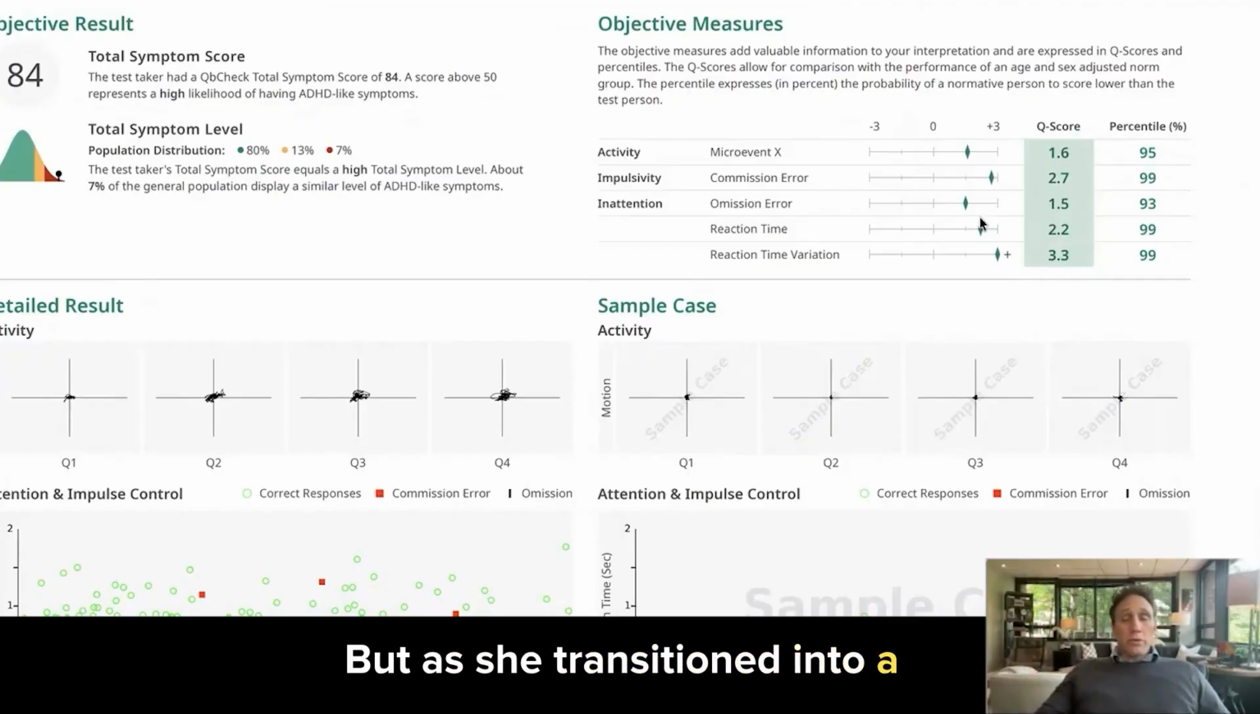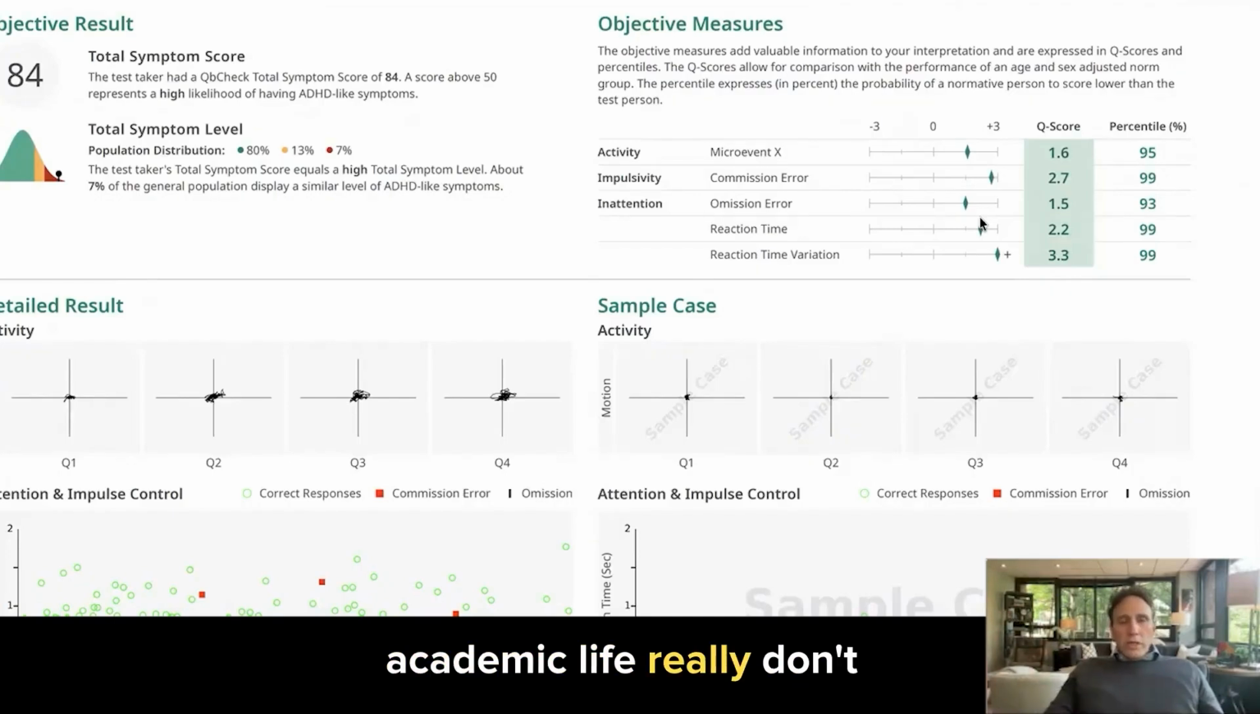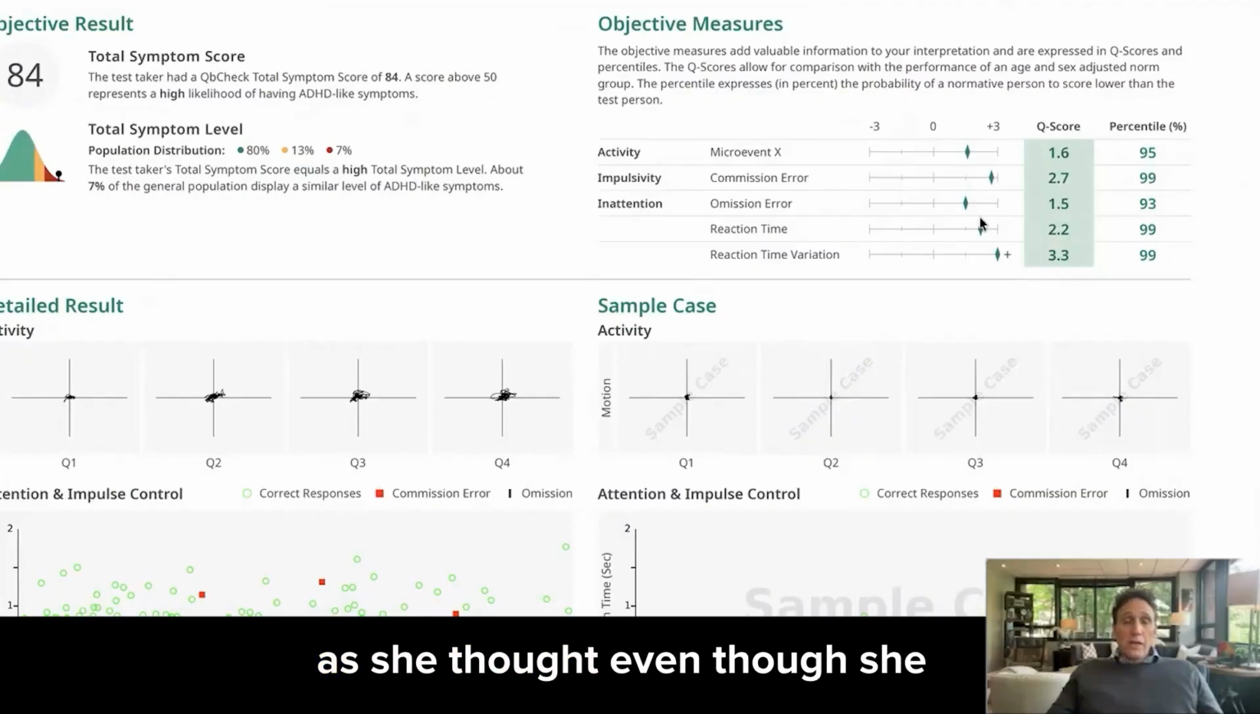But as she transitioned into a professional life, it became much more complicated. There were fewer structures in place to help support her, and all of the different schema that she might have used all through her academic life really don't function the same way for her professional life. So she's somebody who has felt like she was having to work harder, that she wasn't as smart as she thought. Even though she had accomplished a lot, she knew she had to work a lot harder. She was frankly exhausted through the process.